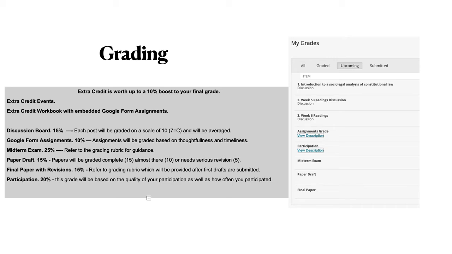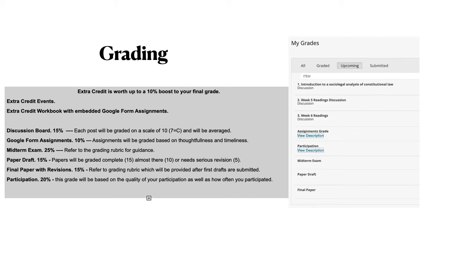You'll have some discussion board posts. Those are 15%. Each will be graded on a scale of 10. A 7 would be equivalent to a C, an 8 would be a B, a 9 would be an A-, and a 10 would be an A+. Those will be averaged out to equal your 15% total contribution to your grade at the end of the semester. The Google Form assignments, there'll be several of those, will be graded based on the thoughtfulness and timeliness of your work. I'll update that grade periodically throughout the semester, so you might see an A one week and then it drops to a B, based on the quality of your work.